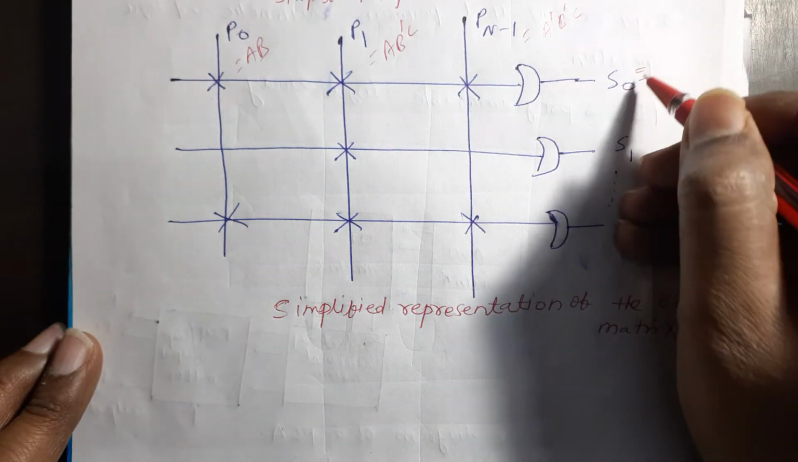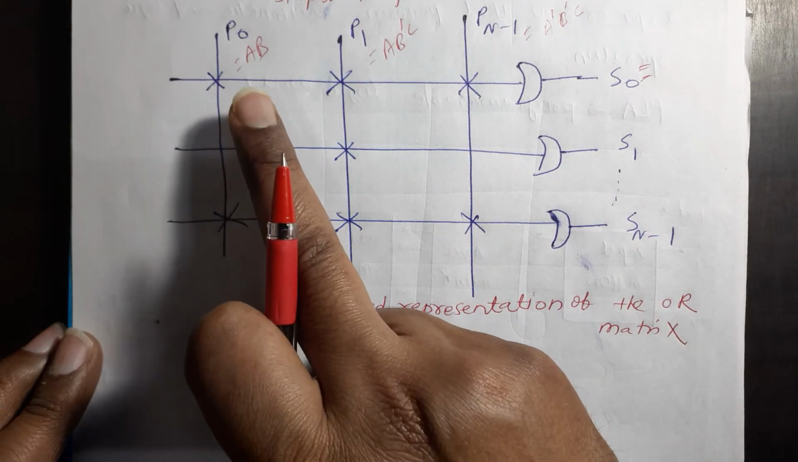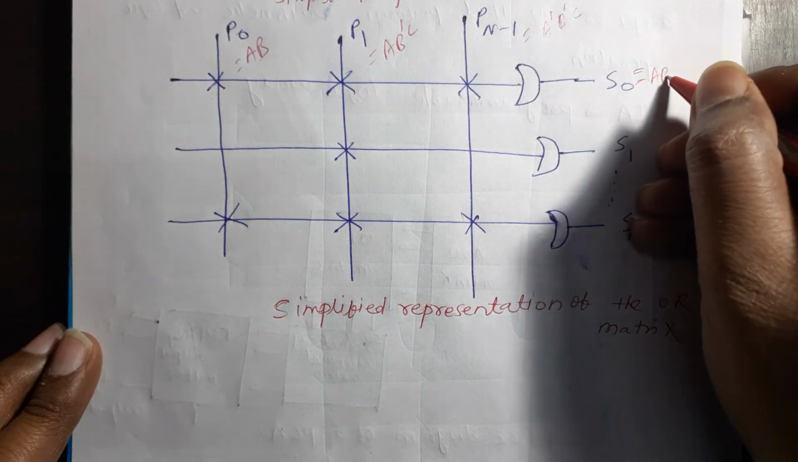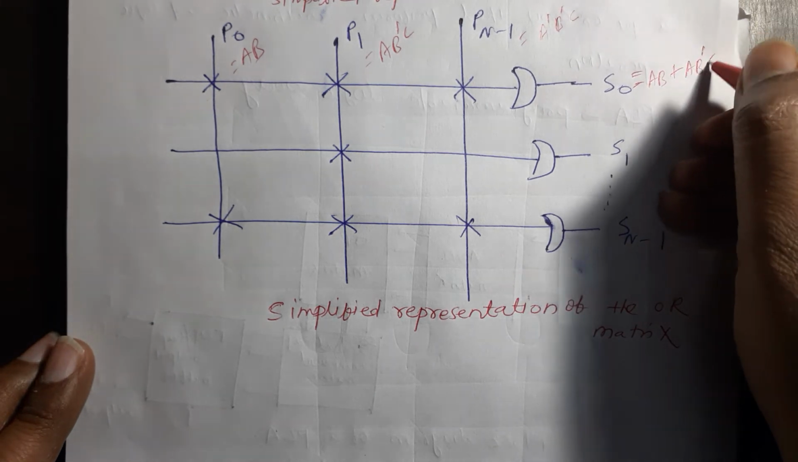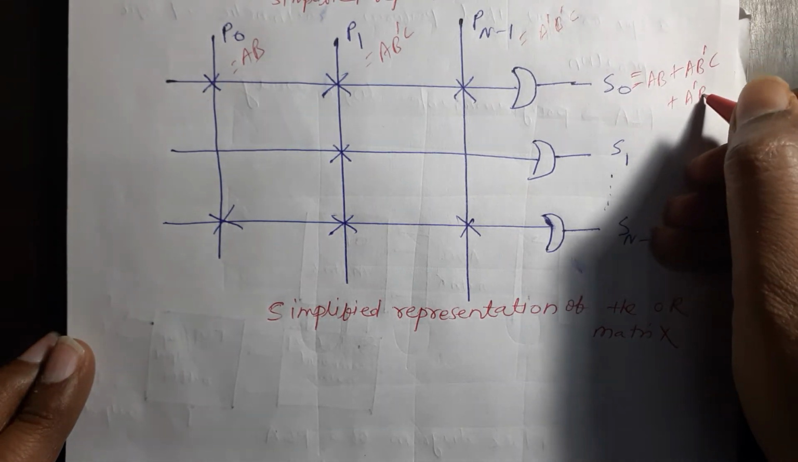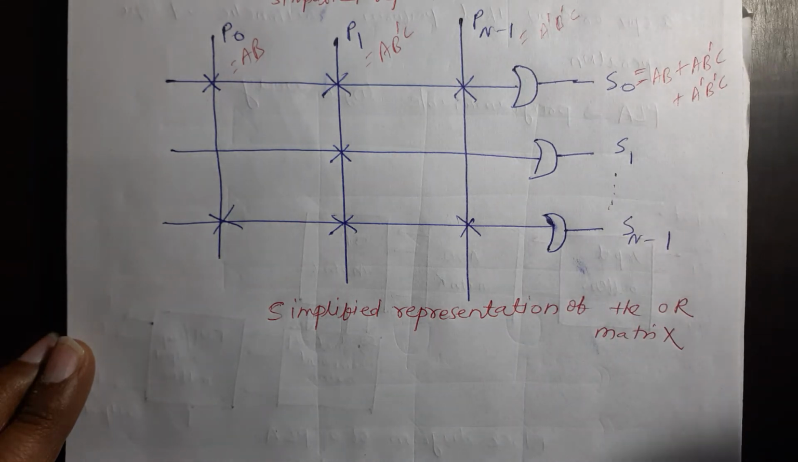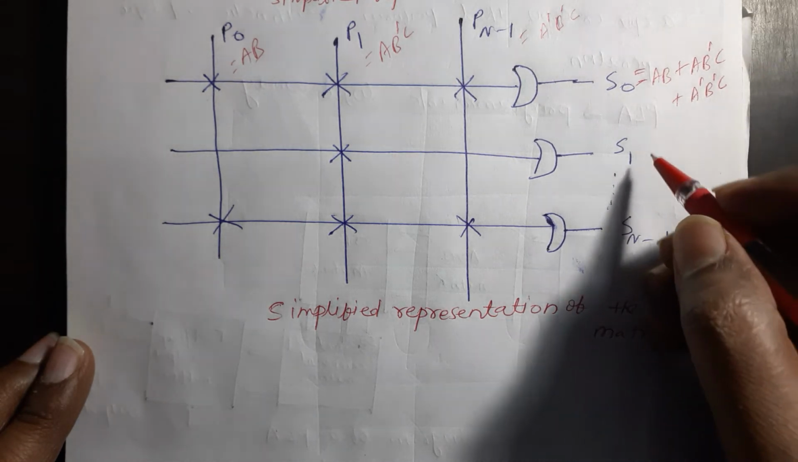So what would be S naught? S naught will be AB plus A B bar C plus A bar B bar C. Similarly we can find out S1. So what would be S1?